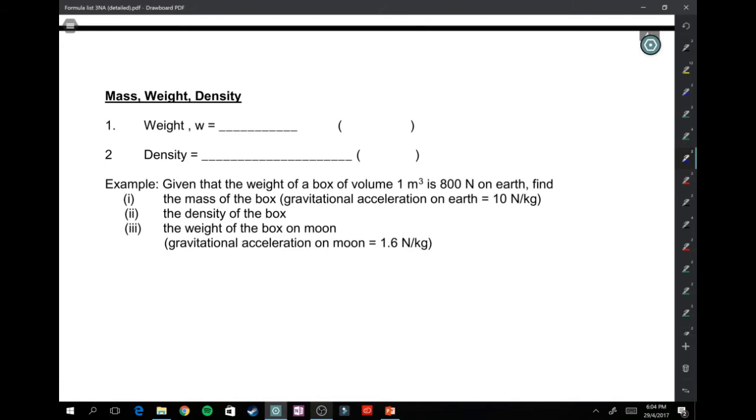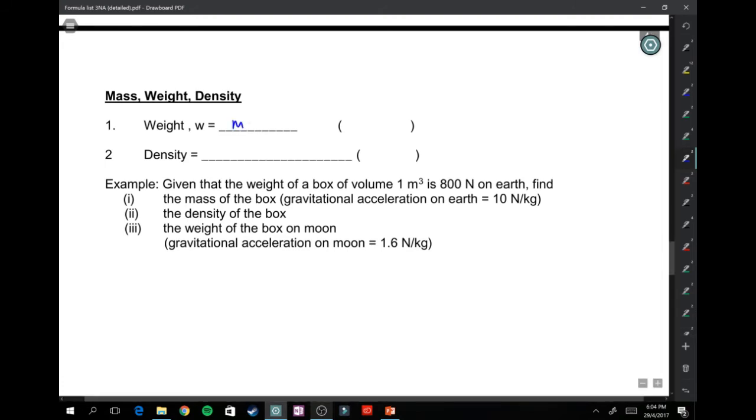Let's continue with chapter 4. W equals mg, and the SI unit for W is Newton. In other words, weight is a force, and of course this is mass, and g is gravitational field strength.